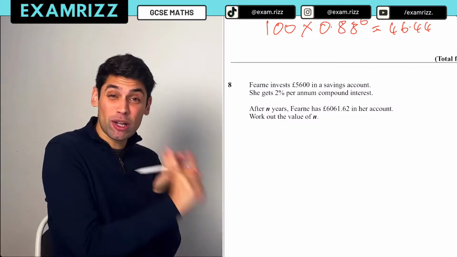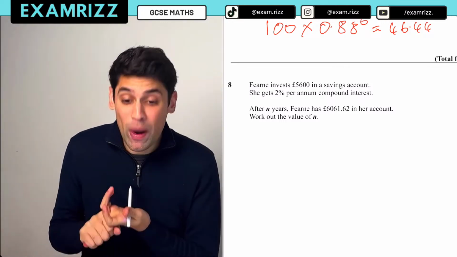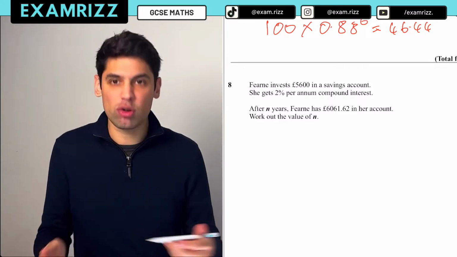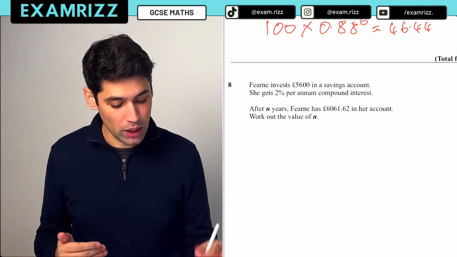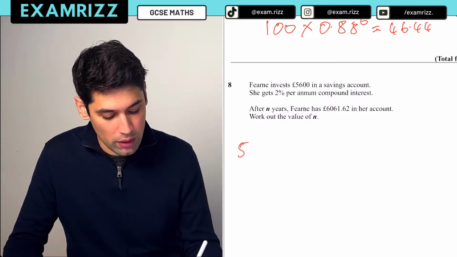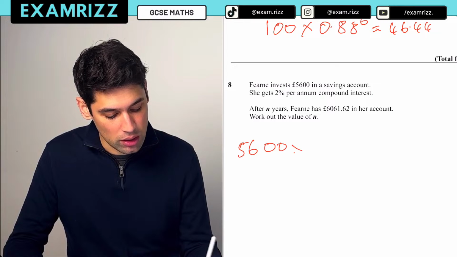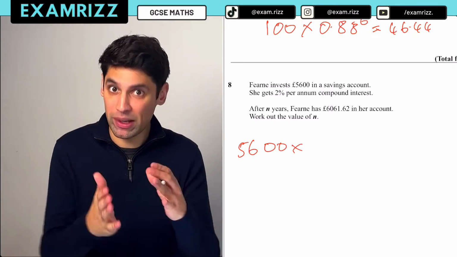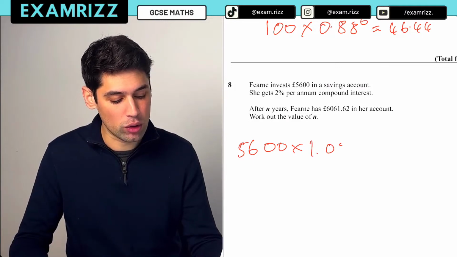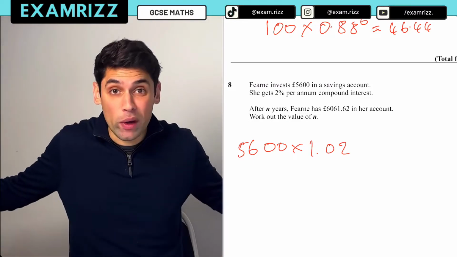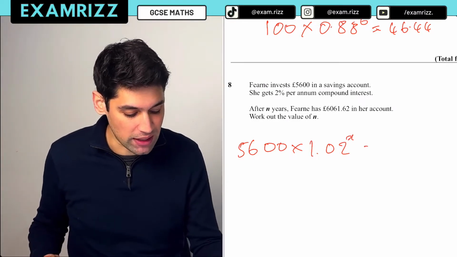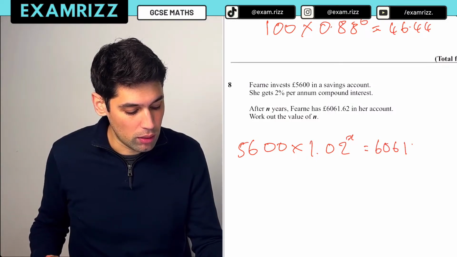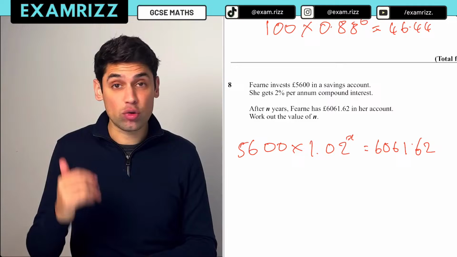So once again, this is just a bit of trial and error. We rarely use trial and error in maths, but when we do, it's kind of nice because we just try something out. If it doesn't work, it's not a problem. So we go to our trusty formula. 5,600 times 2% increase, 2% compound interest. Compound interest is an increase. So it's 1.02 to the power of, we don't know. Power of x, let's just write that for now, equals 6061.62. And we're just going to try numbers out for x.